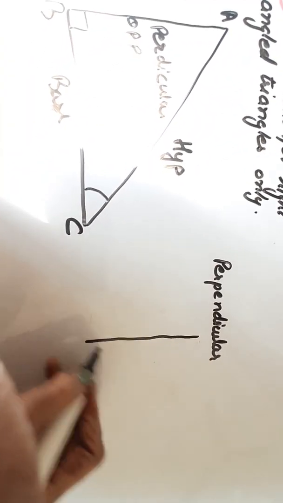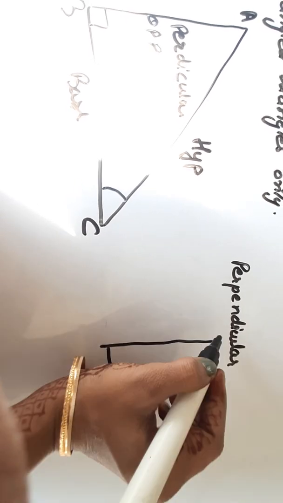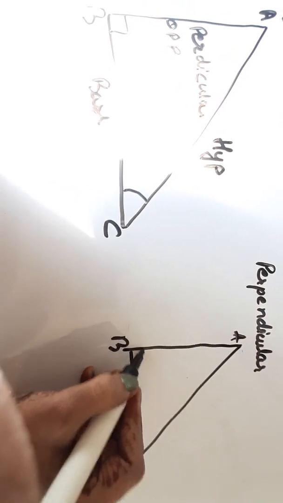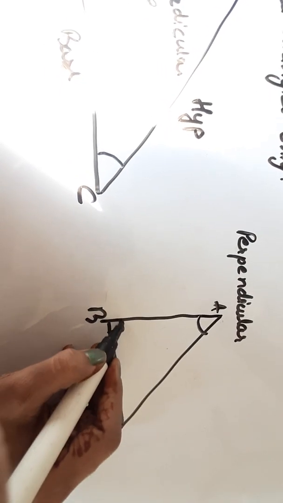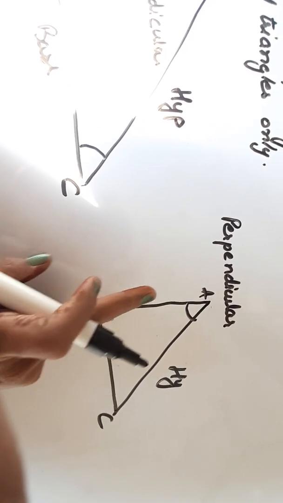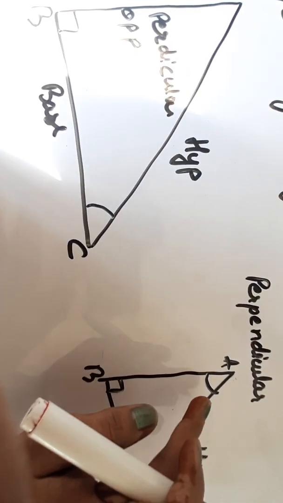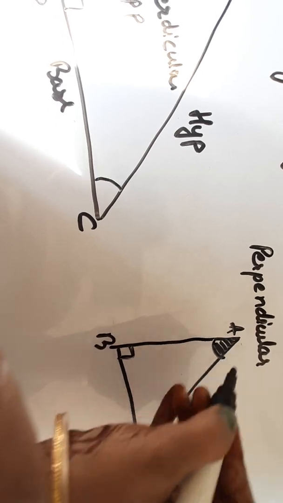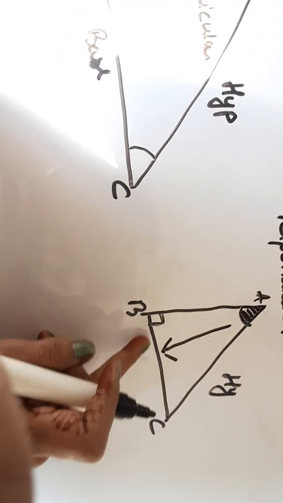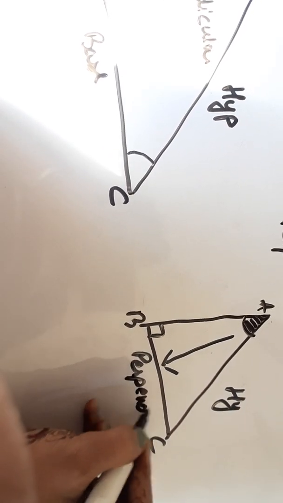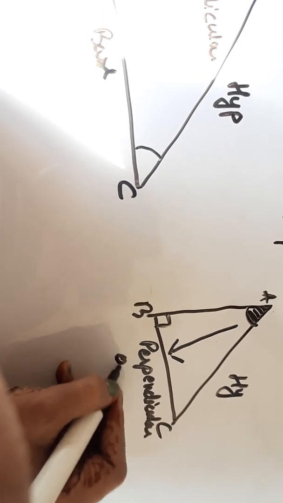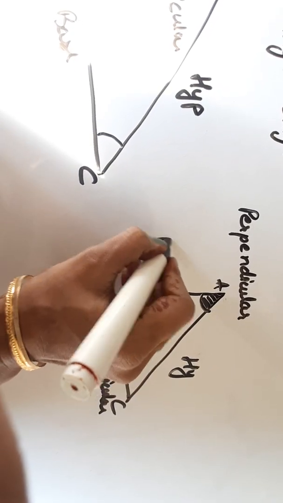For example, if I take the same triangle ABC, right angled at B, and angle A is given, the side opposite to 90 degrees is the hypotenuse. But for perpendicular and base, as I told you, we take the side opposite to the angle. If angle A is there, which side is opposite to it? BC. Then this side will be taken as the perpendicular, and the third remaining side will be taken as the base.